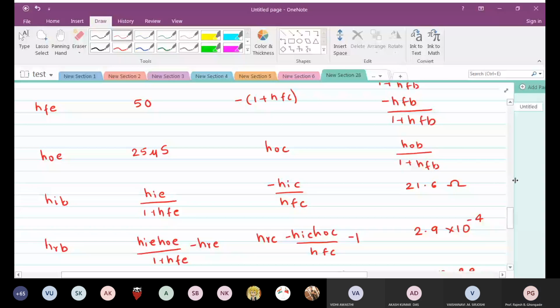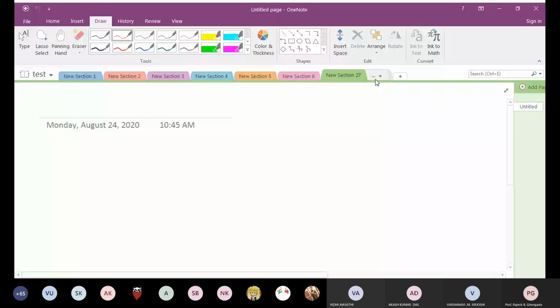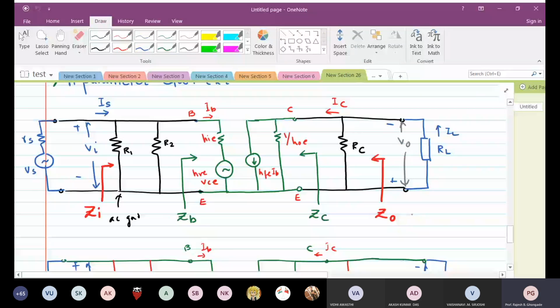Again, we go back to our common emitter amplifier now and try to analyze the circuit which we had started off with yesterday. This one. What we have done here is we have simply substituted the BJT with its H parameter equivalent model. We are going to see the derivation for each of these circuits.